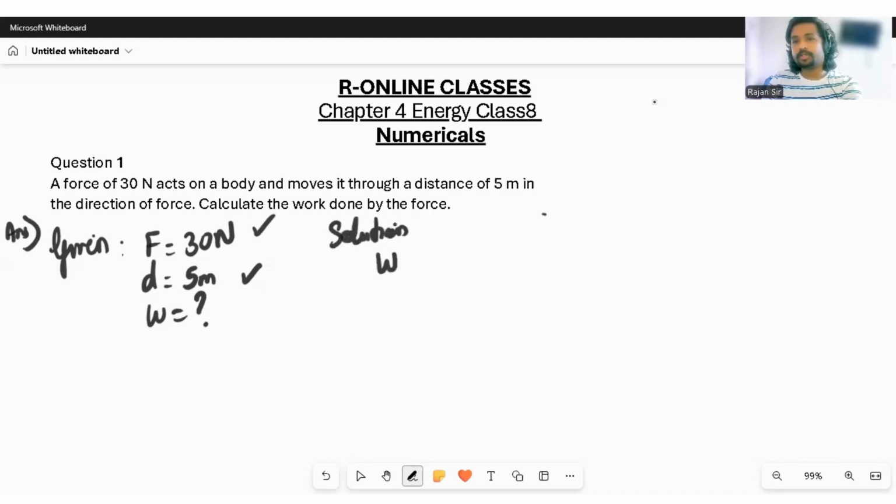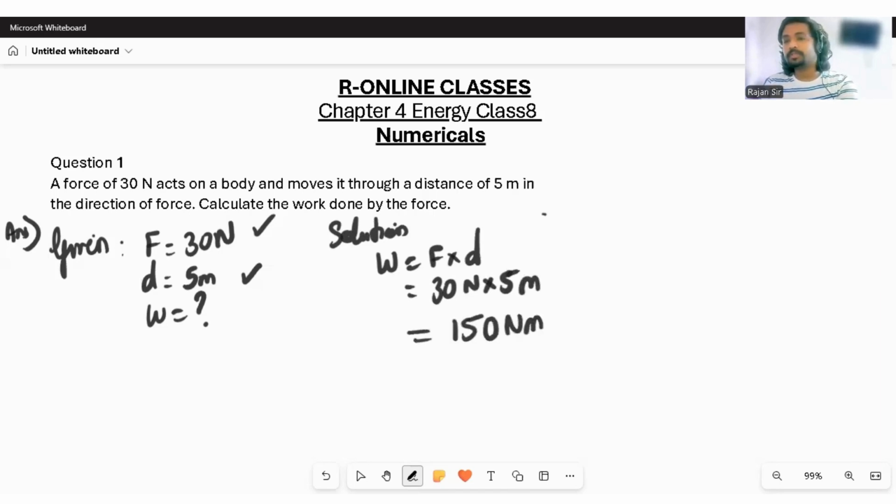We can write work done is equal to force into displacement or distance. So we have 30 Newton into 5 meter. It is not necessary that you write the unit, but make sure you write it so it becomes easier. So it is 150 Newton meter, which is taken as 150 joules. It is very important that whenever you write the unit, you write it in the SI unit. So work done is in joule. I hope you understood. Let's go for the second question.